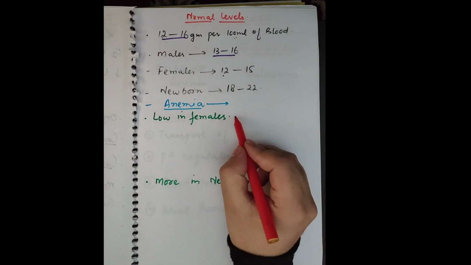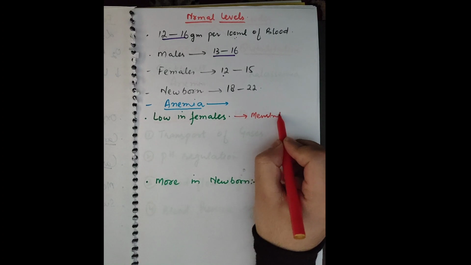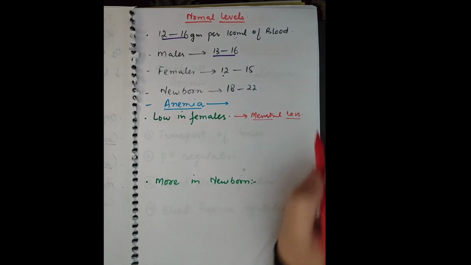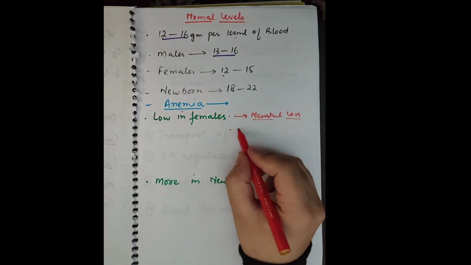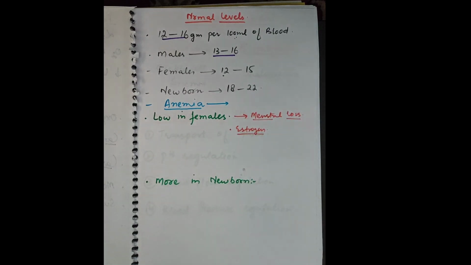In females, because of menstrual loss, every month blood is lost, which results in reduced hemoglobin levels. Second important thing, estrogen. This estrogen also has an inhibitory effect on the bone marrow, so they relatively have less hemoglobin in blood.